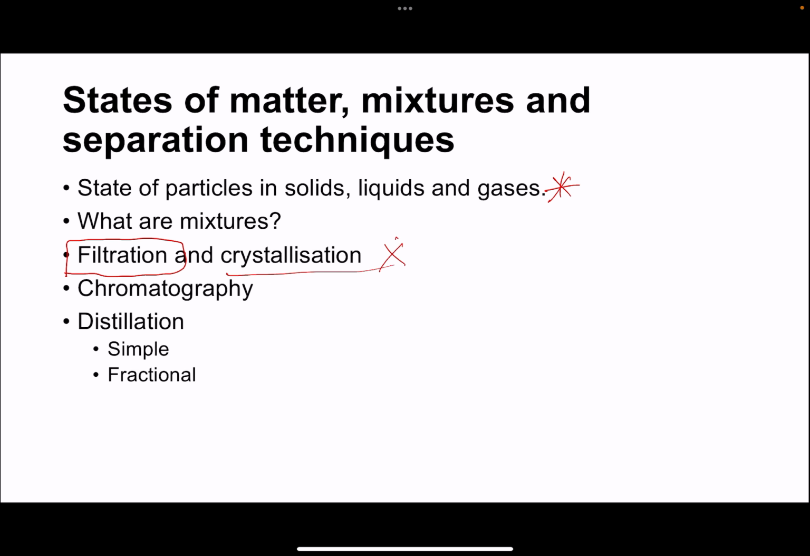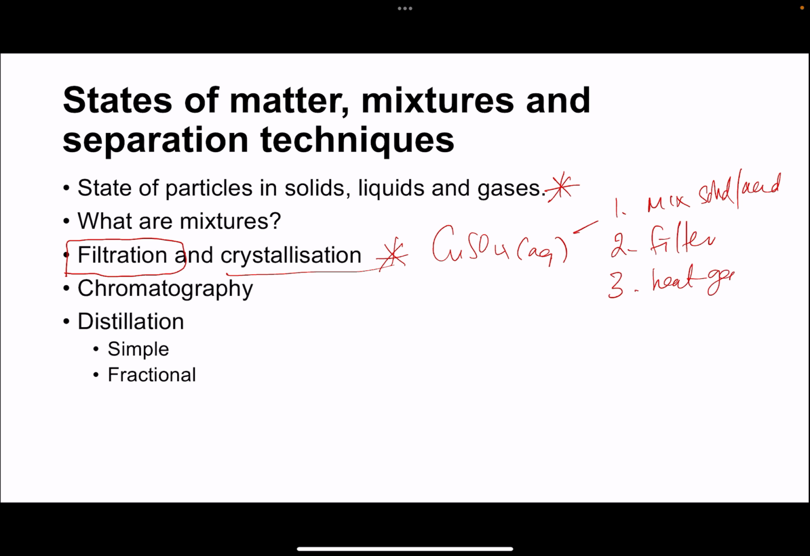Crystallization is an extremely important technique, and make sure you know how to make crystals of copper sulfate. Simply, the method is: number 1, mix solid and acid. Number 2, filter. Number 3, heat gently and leave to dry. Crystals will form as you leave the mixture to dry.